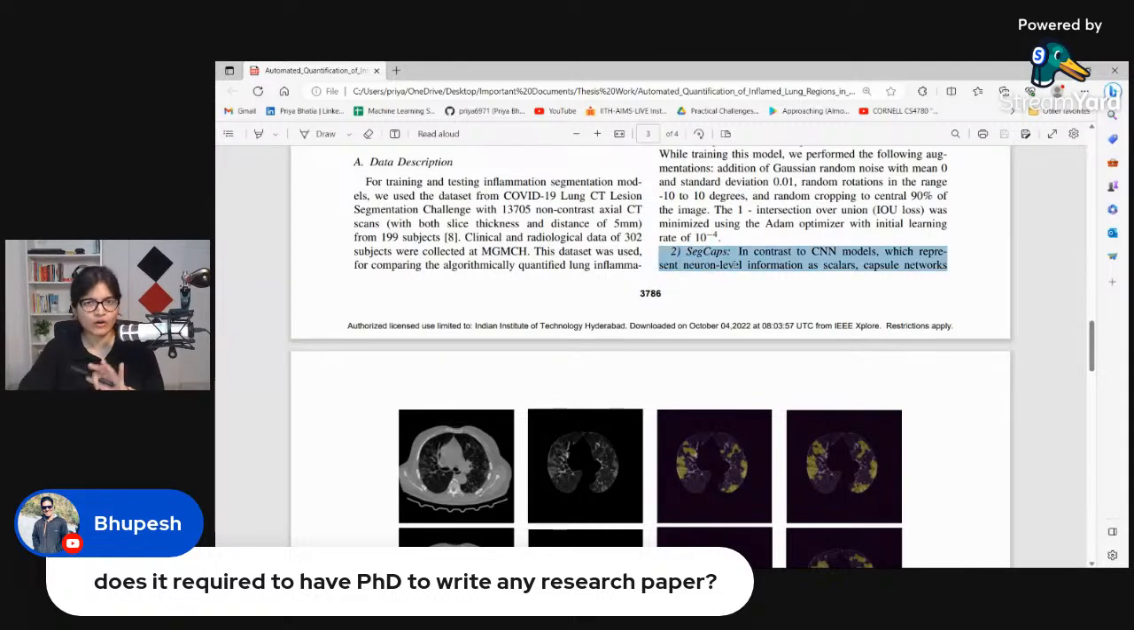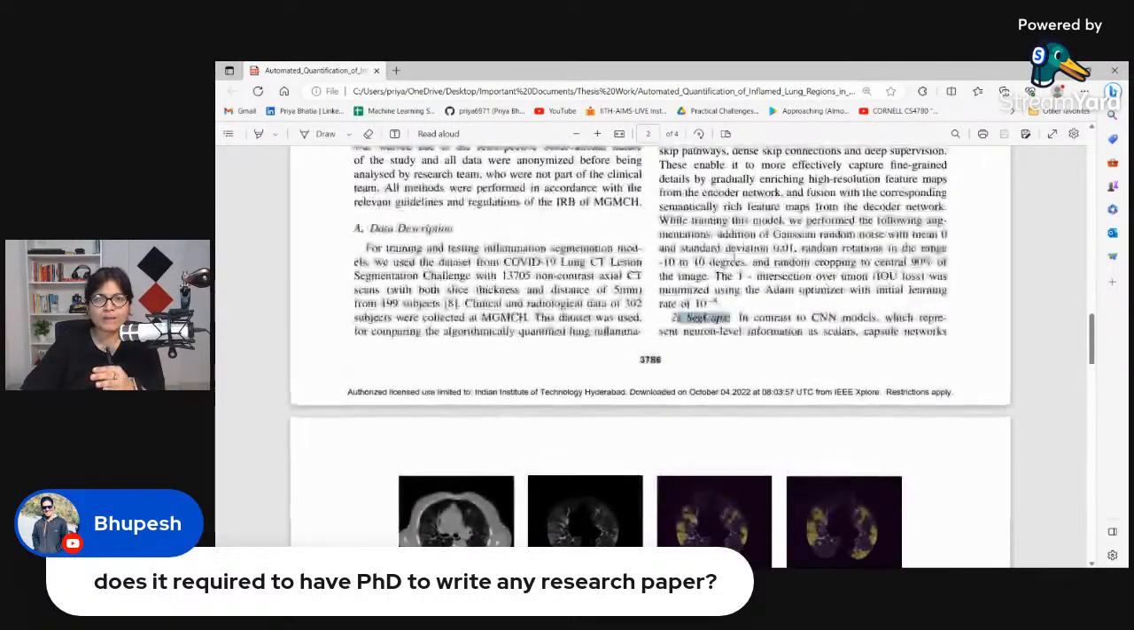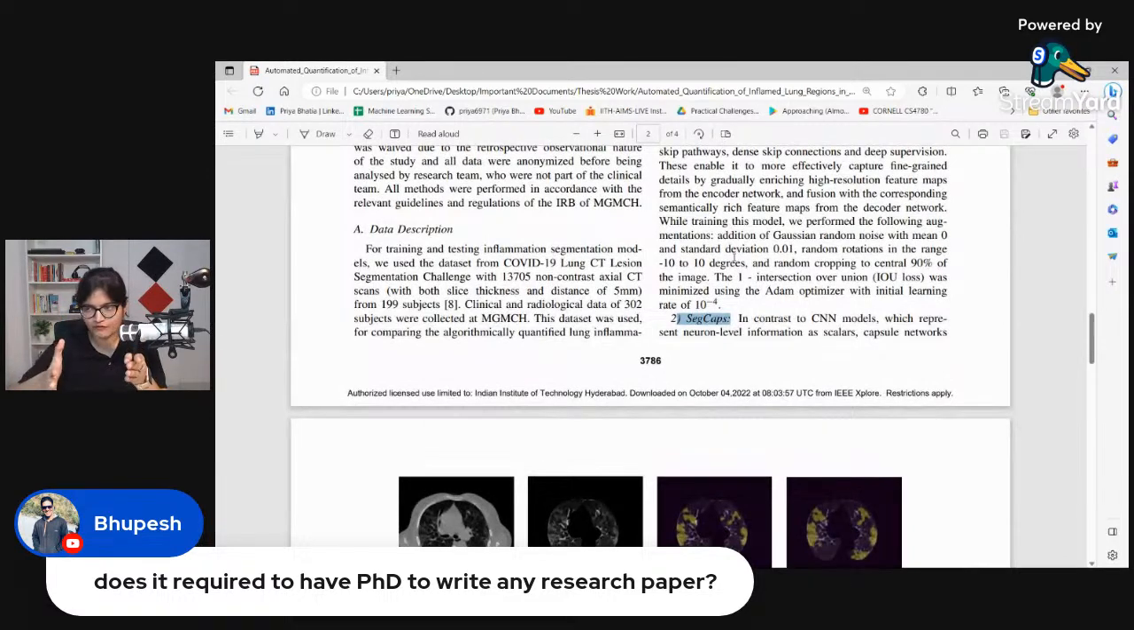But as of now, our focus is just on how to write a research paper. So let's focus on that part. Maybe we'll take a separate session where we will talk about the algorithms per se. The second algorithm which I have applied is SegCaps. It's again a very interesting algorithm. It's a non-CNN-based model which I have applied. And I tried to compare the performance of these two models. One is CNN, one is a non-CNN-based model, and how they're performing, which particular model is performing well or not. So this was the first research work which happened.